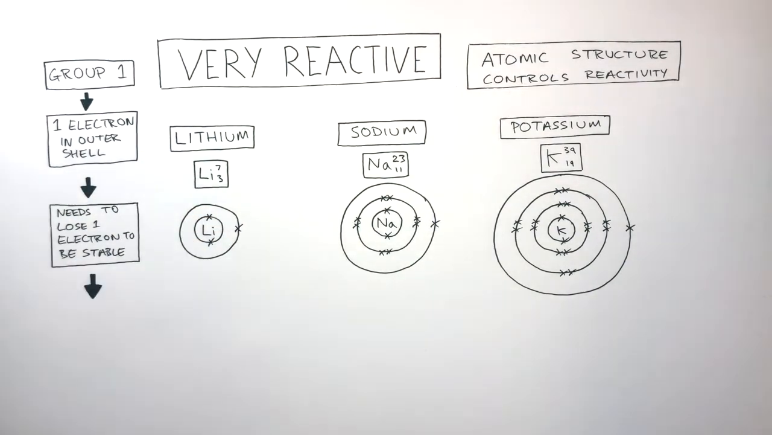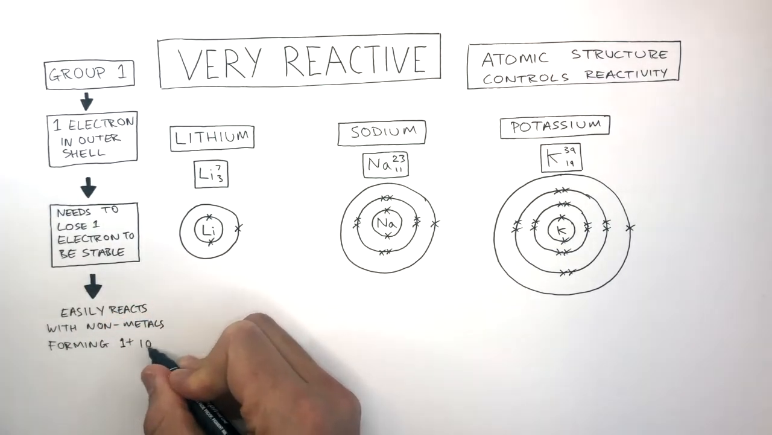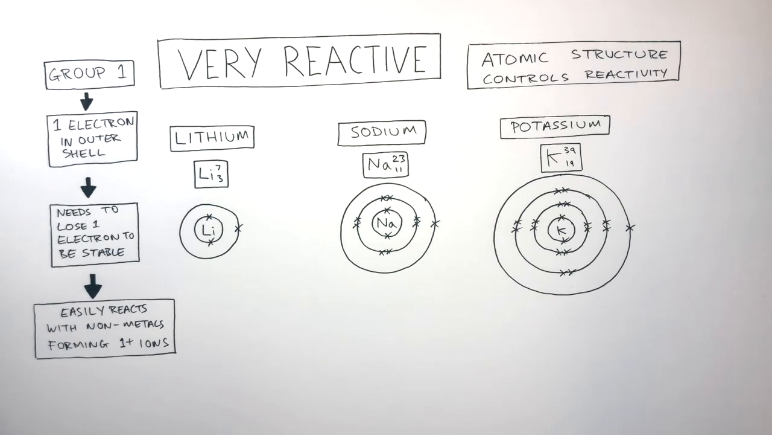Alkali metals easily react with nonmetals, forming 1+ ions. The reactivity of these Group 1 metals changes as you go down the group, but you can learn about this in another video which will go into much more detail.